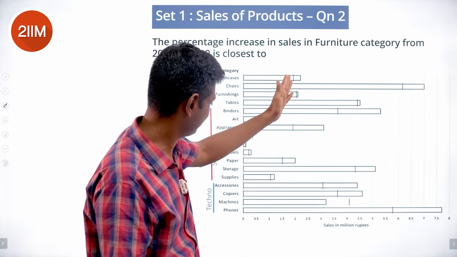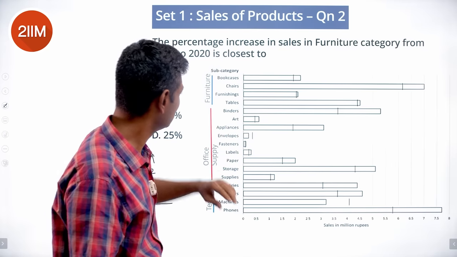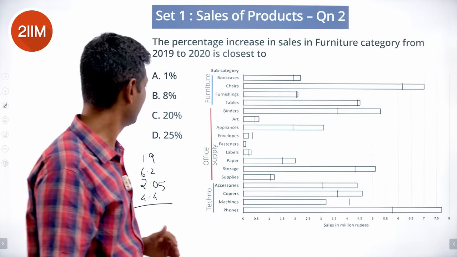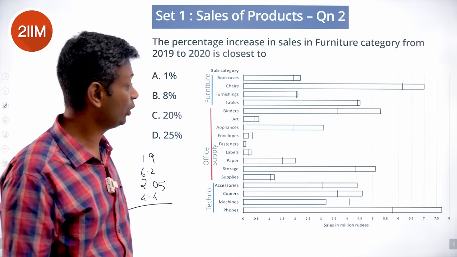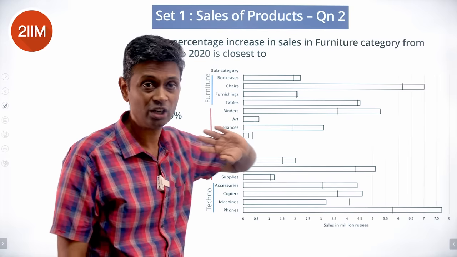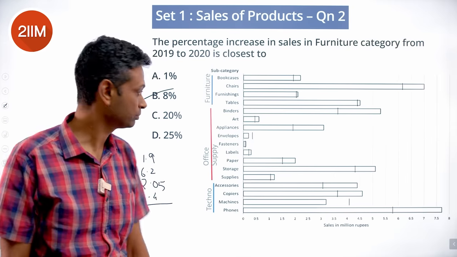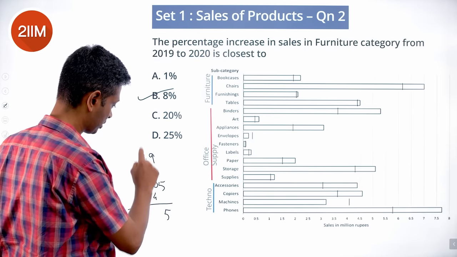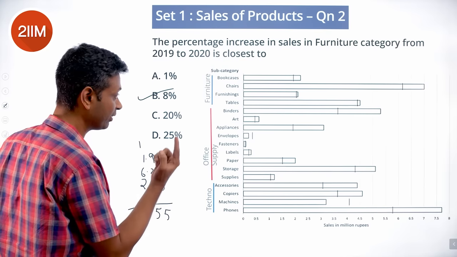I would guess the answer to be, of these four categories, these two practically no change, those two some change, some 5%, 6%, that's the range I'm looking for. Hopefully that's the ballpark. These two don't change. There's a big category. There's some change. So it's not 1%. I would guess this, but let's find out anyway. 1.9 plus 6.2 plus 2.05 plus 4.4 is 14.55.